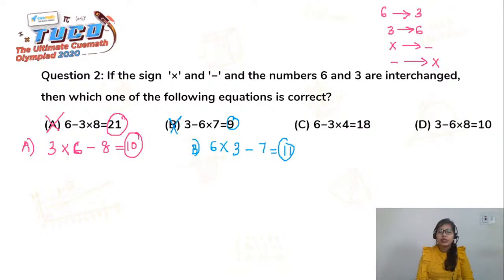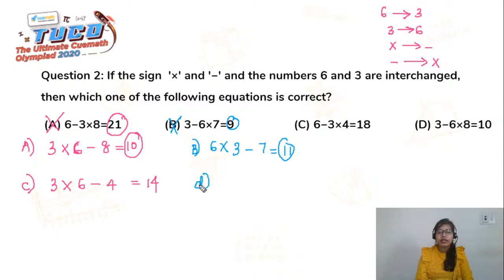Okay. Coming to option number C. In option number C, it says that 6 minus 3 times 4, 18. So we are replacing our 6 with 3. Minus with times. We are replacing 3 with 6. And we are replacing this multiplication with minus again. And the 4 does not change as it is. And we are going to check if we are getting 18 or not. So this is 18 minus 4. No, this is going to give me a 14. So it's very obvious it's going to be option D.